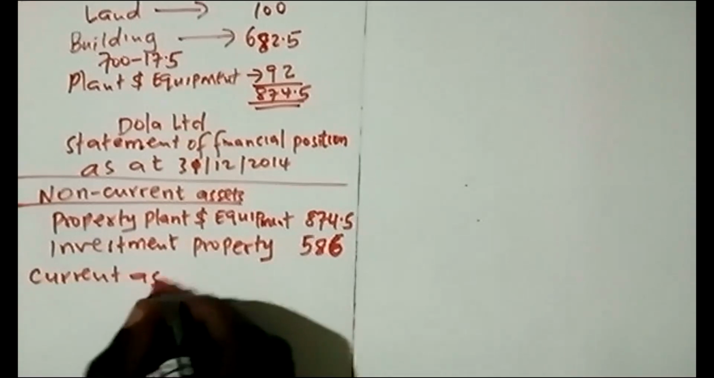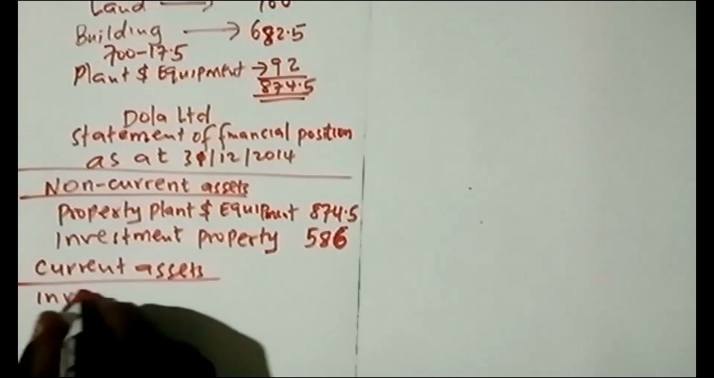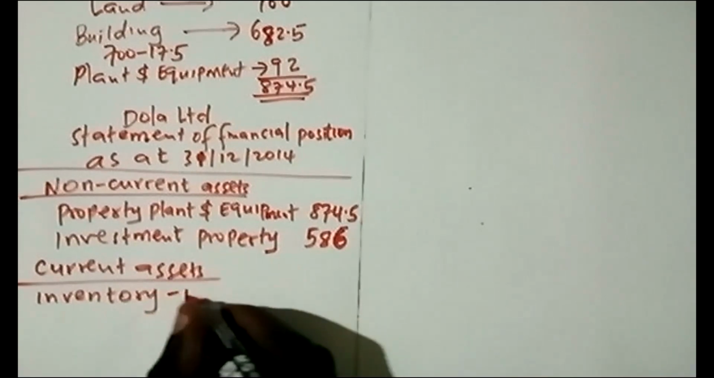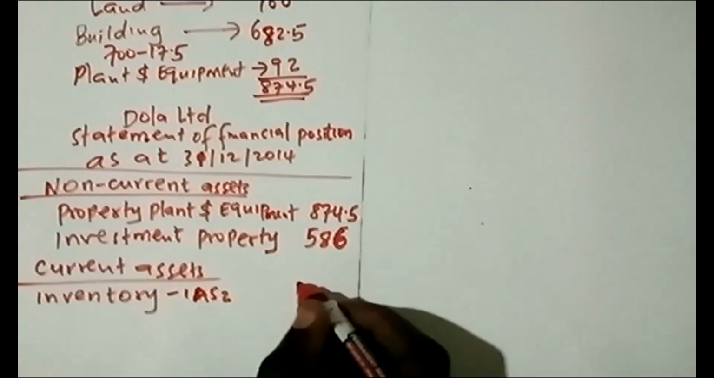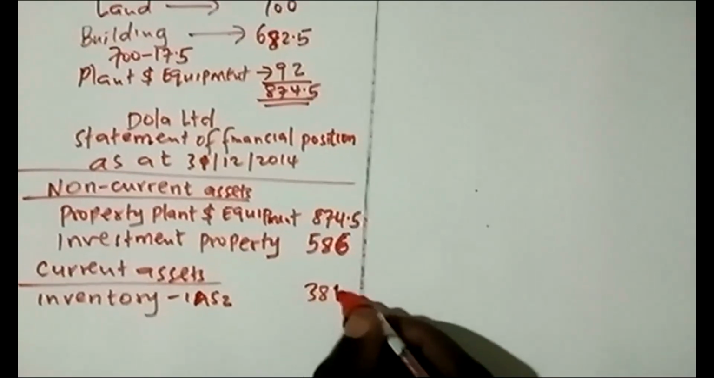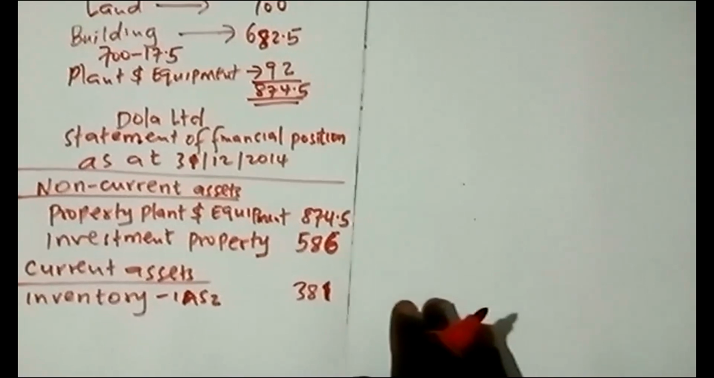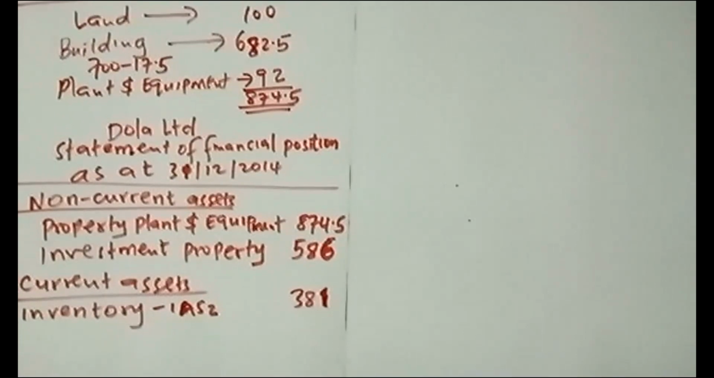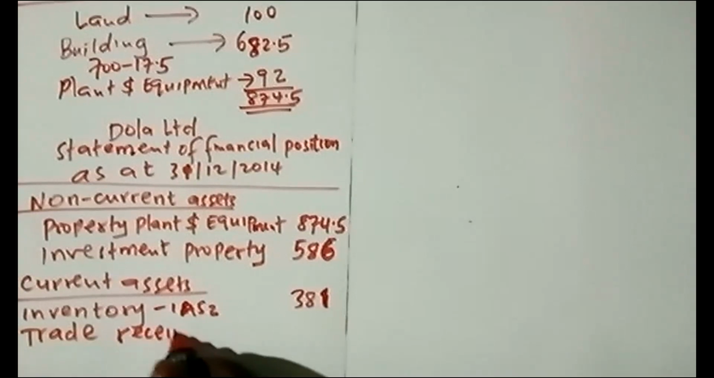So we move to the current assets. You start with inventory. Inventory is the closing. We did a working where I said we weigh this using IAS 2, not 1, IAS 2. So we got 381. This was the lower of the cost and net realizable value. You check your debtors, trade receivables. This is an asset. You know these components of current assets.